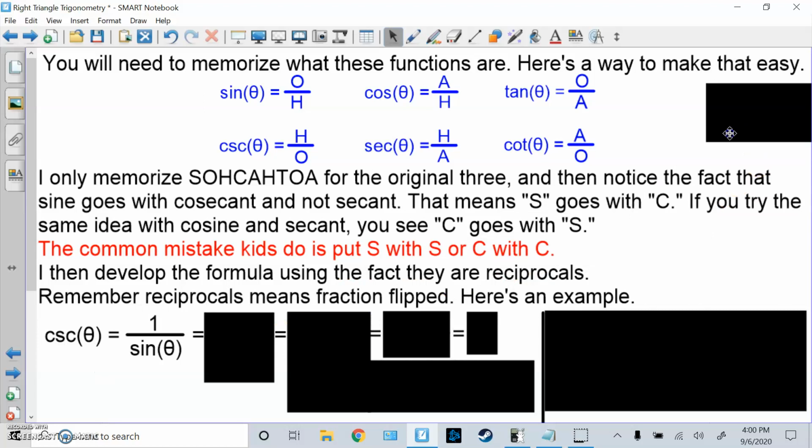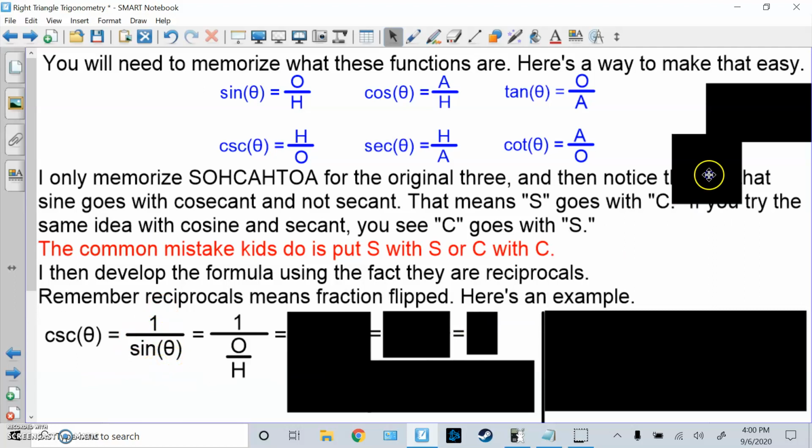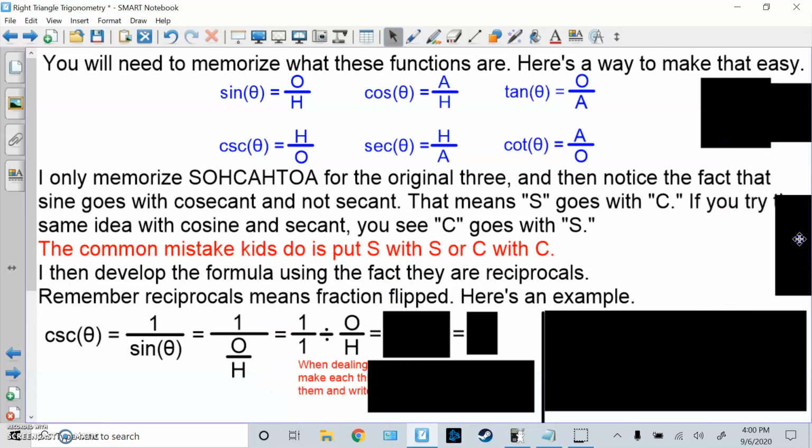Say I have cosecant of theta. Theta is just what we call an angle, could be x. That thing is 1 over sine theta. I'm going to replace sine theta with O over h. Now we have a fraction made of fractions. Let me try to do it.